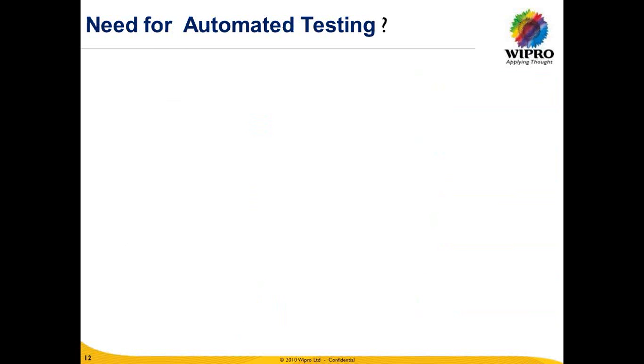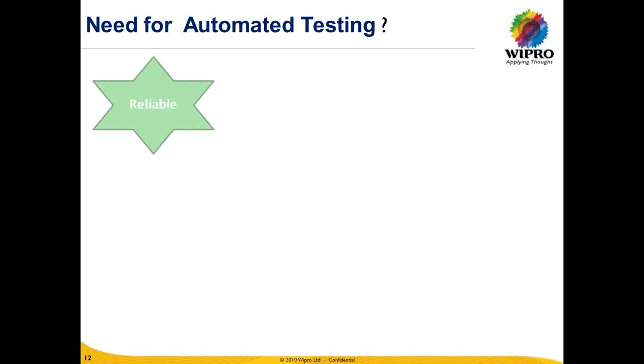Now, as you all know, when we want to test mobile applications, we can do either manual testing or automated testing. Manual testing is tiresome. It takes a lot of time. So we can choose automated testing. Now, why do we want to go for automated testing?